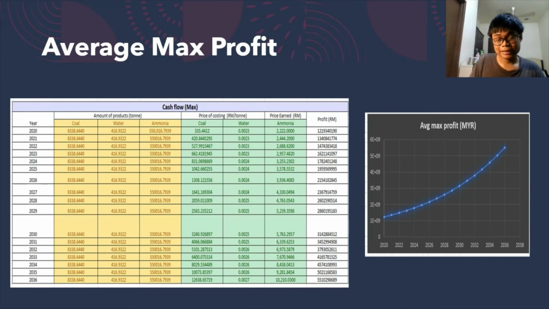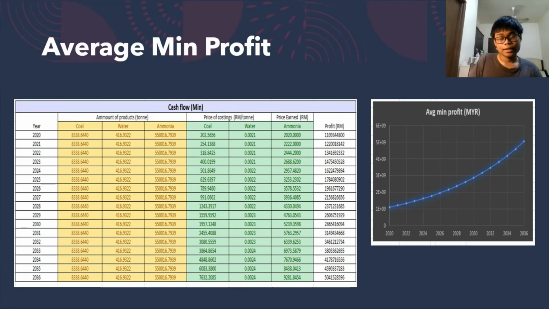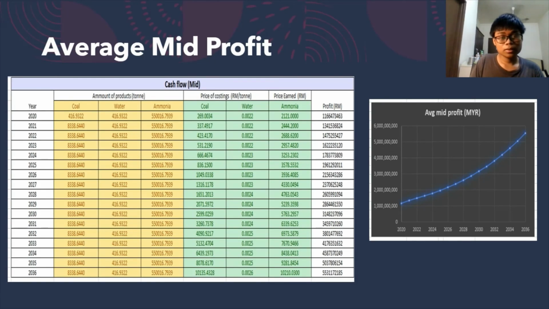This is our average max profit. We are expecting a huge profit for the next 16 years, starting from the year 2020 until 2036, as shown in the graph here. And this is our average minimum profit for the next 16 years, and we are still going to have profits as shown in the graph here. And the last one will be our average mid profit, which also increases in the next 16 years, as you can see in the graph here. So that is all for our cost analysis.